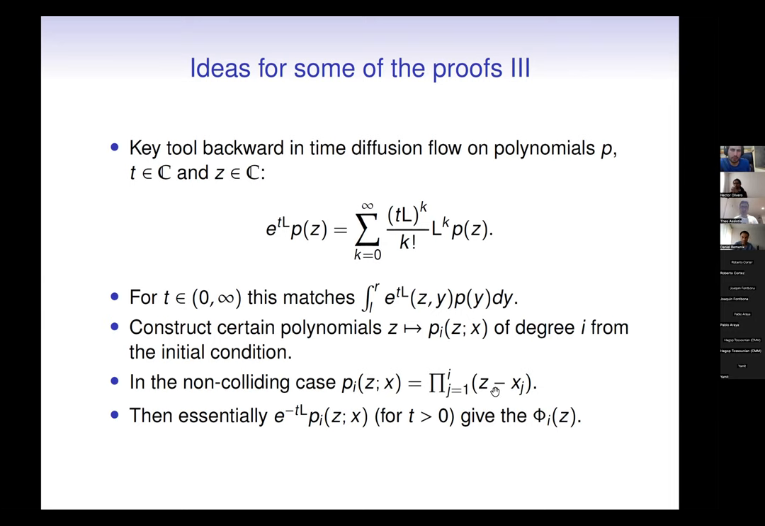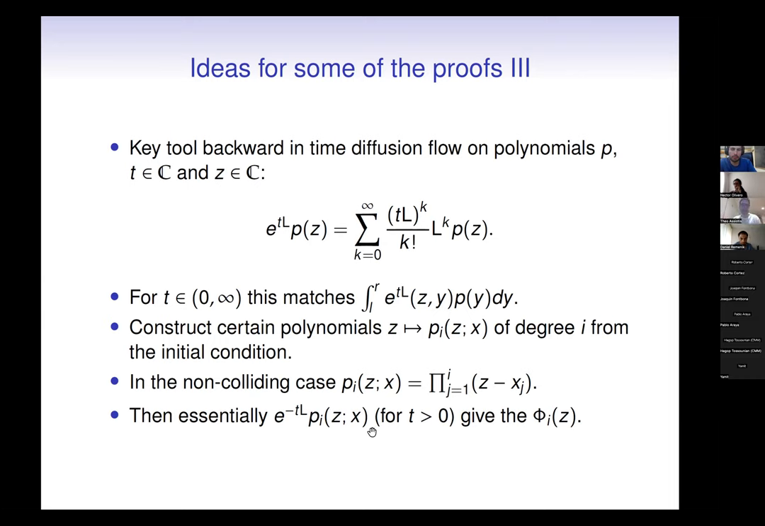And in the non-colliding case, these polynomials are very nice, very simple, actually. They're just basically polynomials with roots at the initial condition. And then essentially, if you flow them back in time, if you like, with respect to this, you get this phi_i. So the thing you want to find is given by this phi_i.